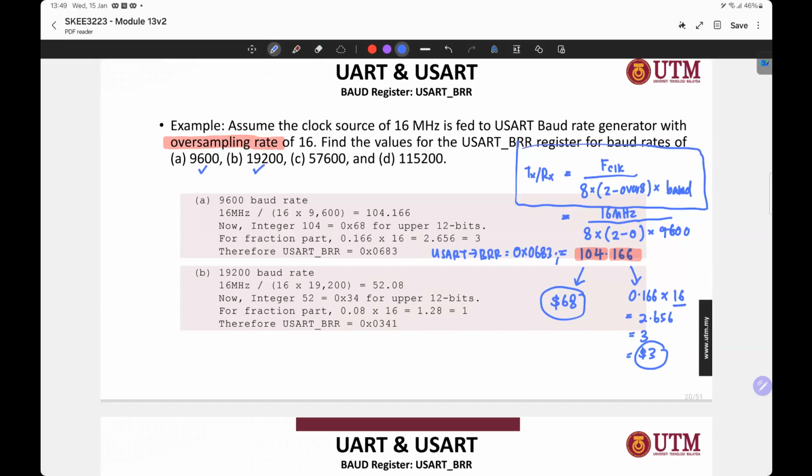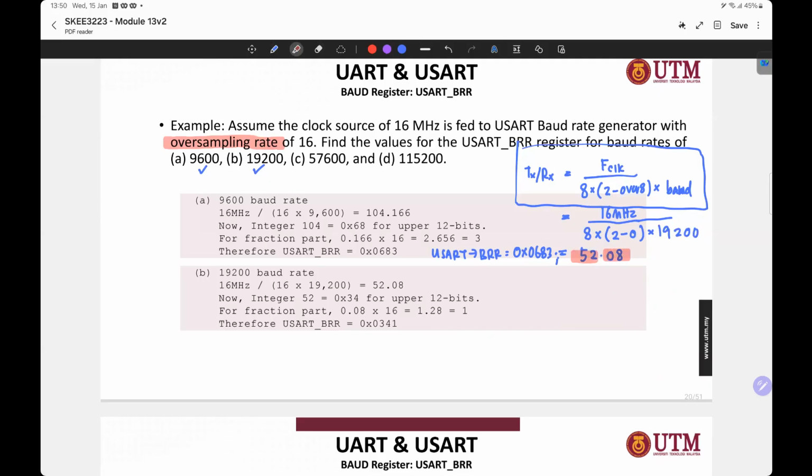And now you need to change this value here. Instead of 9,600, now you need to multiply with 19,200. Okay, so after you multiply with 19,200, the value that you will get here will be 5208.